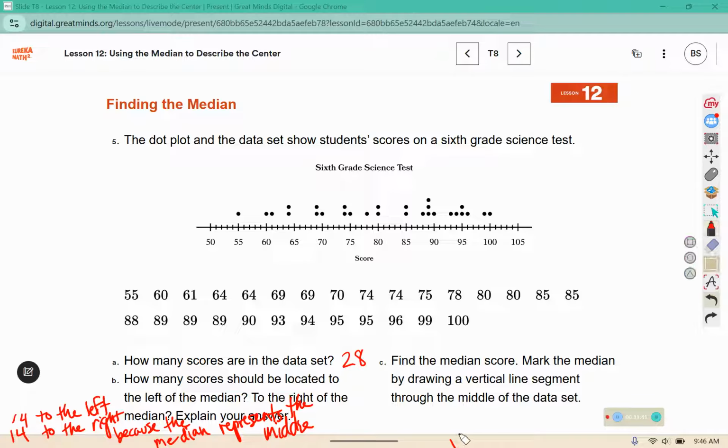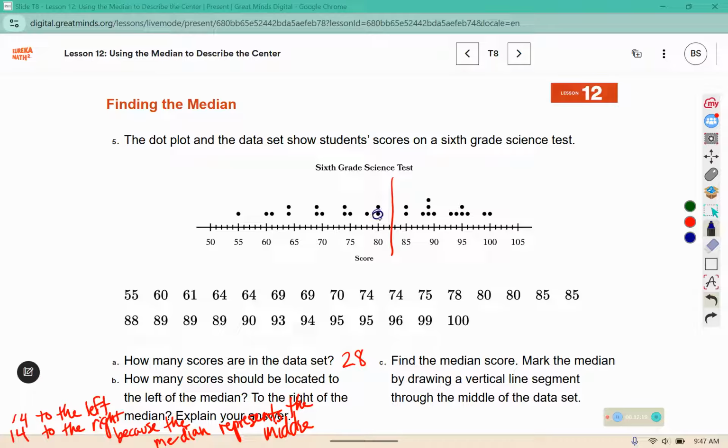Find the median score. Mark the median by drawing a vertical line segment through the middle of the data. So we're going to go 1, 2, 3, 4, 5, 6, 7, 8, 9, 10, 11, 12, 13, 14. So it's going to be in between these sets of points. 1, 2, 3, 4, 5, 6, 7, 8, 9, 10, 11, 12, 13, 14. So there's the same amount on both sides.